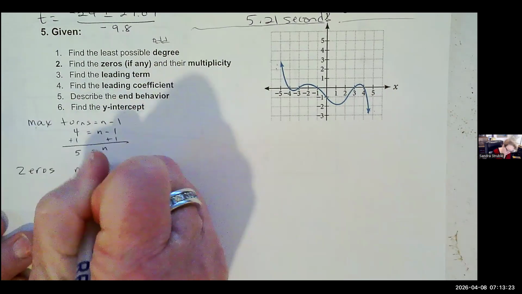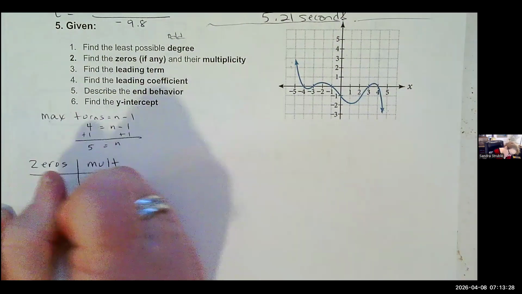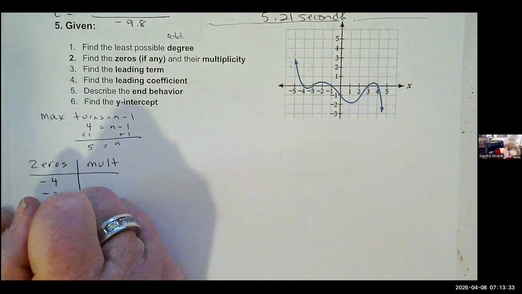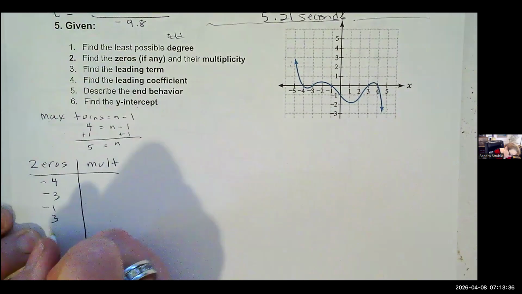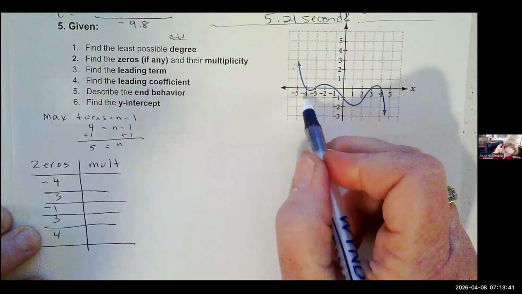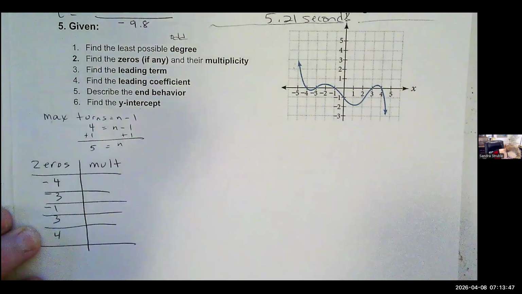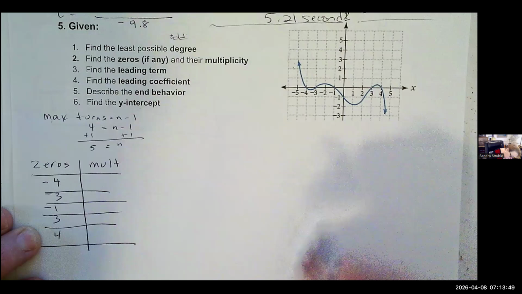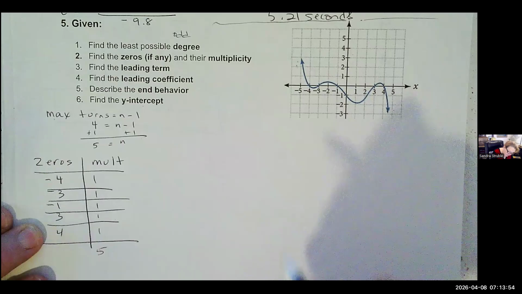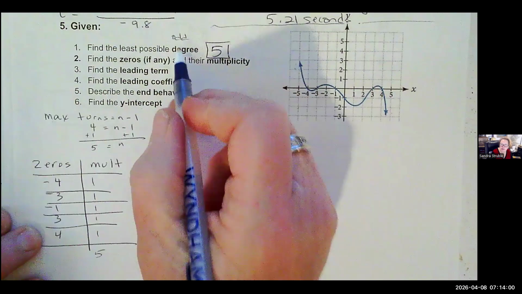So I've got 1 to 4. Oh, this is negative 4. Negative 3. Negative 1. 3 and 4. And it looks like they are all just slicing through, like Fruit Ninja. Each of those going through those points. So multiplicities of 1 for each, which gives us 5 again. So least possible degree, I would say 5 for that. Okay, make sure and answer it. Don't just leave it blank. I did that.